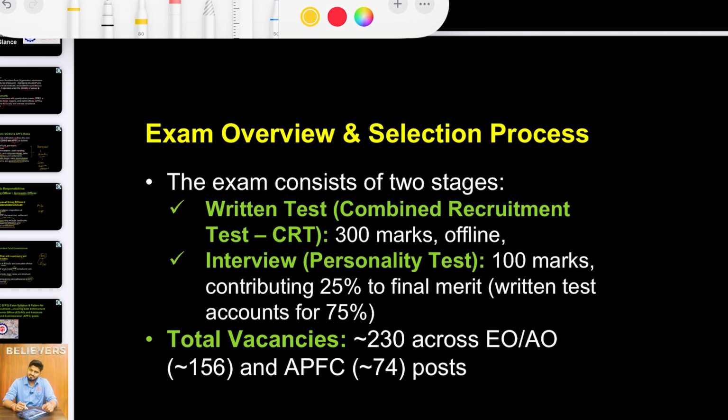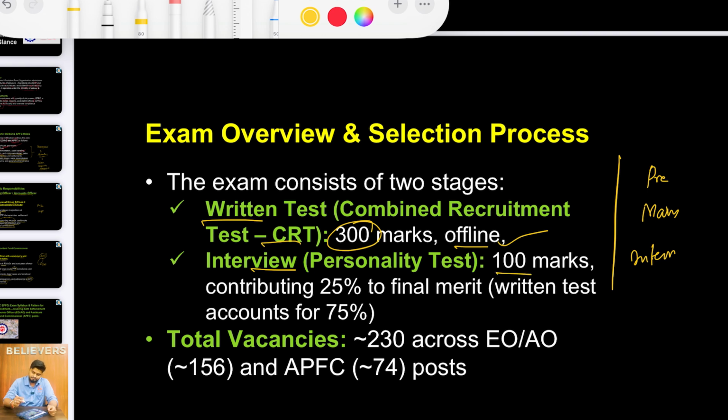First, the exam consists of two stages. One is the written test, that is the combined recruitment test of 300 marks, which is going to be an offline exam. And second is the interview stage. So there is no mains exam here. Just like the UPSC IAS or CSE exam, there is prelims, mains, and interview. Here there are two stages. One is the written test, another one is the interview.